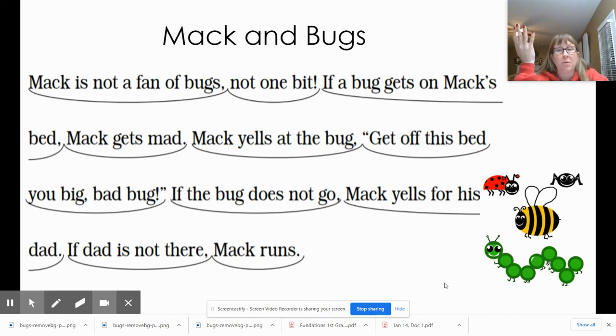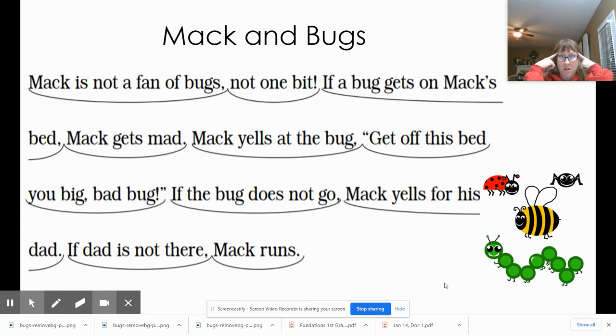Nice. I picture a bug sitting on a bed with a little boy who I'm calling Mac, and I see that little boy getting mad. Everybody show me your best Mac mad face. Yeah, he's mad, right? Because we know that, look, he's going to yell at the bug. That's my next sentence. Mac yells at the bug, get off this bed, you big bad bug.